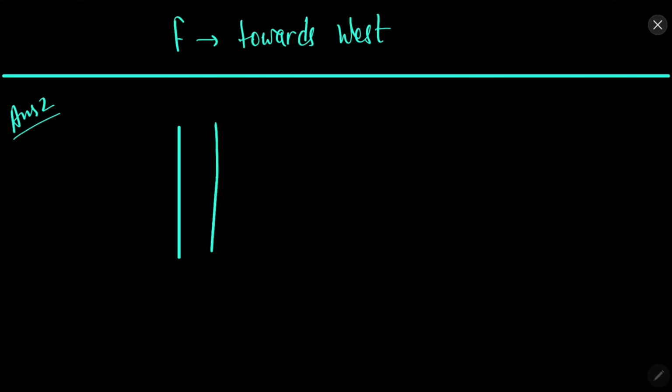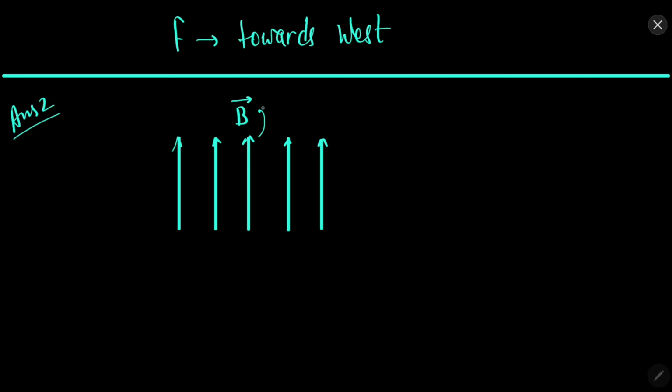So let's say this is the situation. A particle is moving like this, and this is our magnetic field. Let's say this is the distance x. So the particle will move like this. It will have some deflection. Let's say the deflection is s.